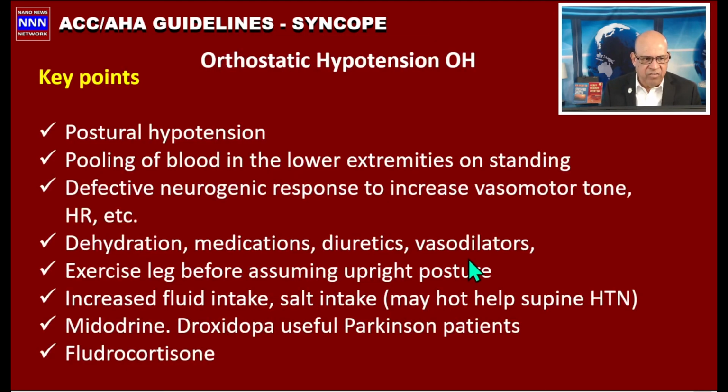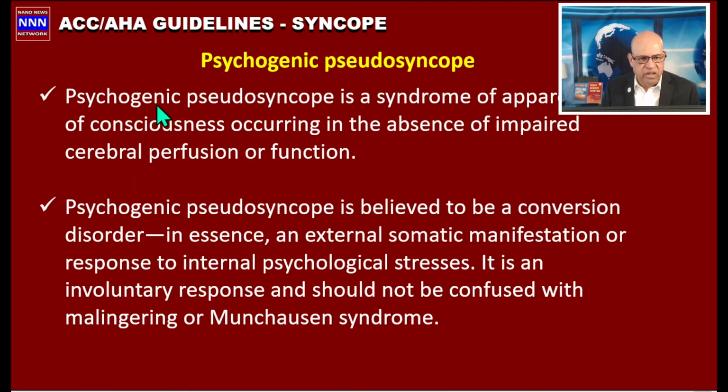So, ladies and gentlemen, orthostatic hypotension is a real challenge. The key points are it causes pooling of the blood in the splanchnic area and in the lower extremities. This is a defective neurogenic response to change in posture. It loses vasomotor tone. And of course, some of the other conditions that can make it worse are medications, dehydration, diuretics, vasodilators, and I already talked about what they need to do in terms of physically exercising and maybe trying some medications.